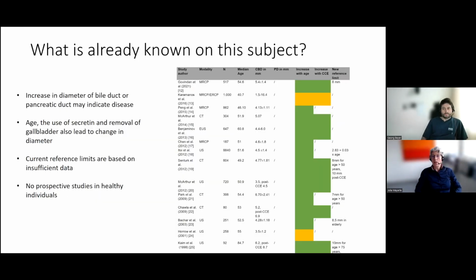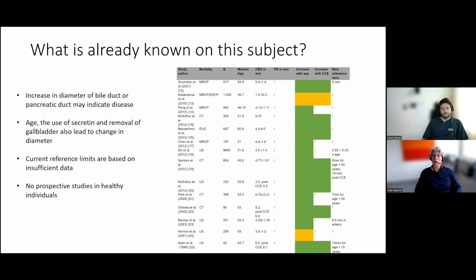So what is known on the subject? We know that the increase in diameter of the CBD or pancreatic duct may indicate disease. There are several factors influencing the width or diameter of bile duct and pancreatic duct, and those are, just to give an example, age, the use of secretin, or the removal of gallbladder.